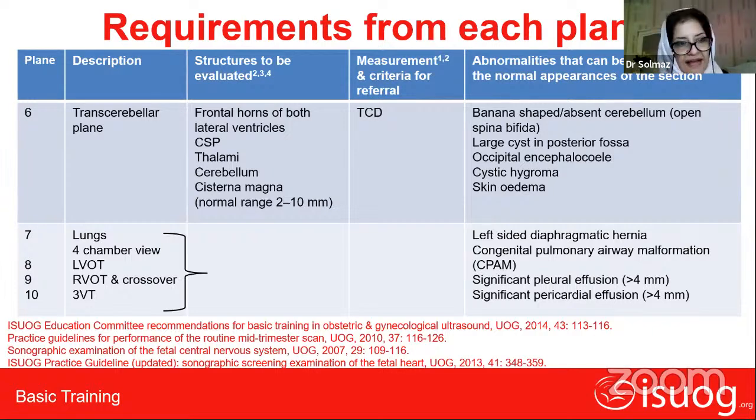In plane 7, we will have a look at the lungs. As I told you, we will actually focus on the lungs in this talk. So we need to pay attention to the size and the gain, which should be gray. So we can exclude abnormalities like left-sided diaphragmatic hernia, congenital pulmonary airway malformation, significant pleural effusion, and significant pericardial effusion.